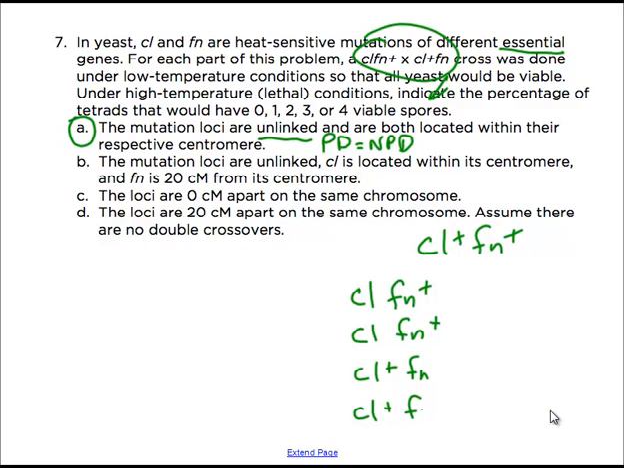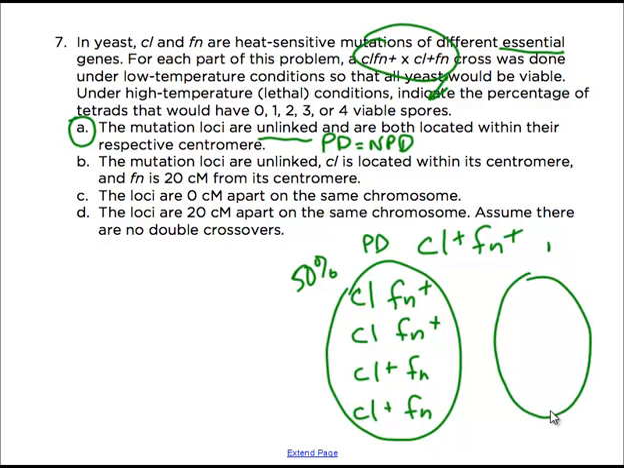Because we know PD is a parental ditype, right? There's 2 types in there, and none of them are viable. 50%, half of the tetrads are going to be that way.